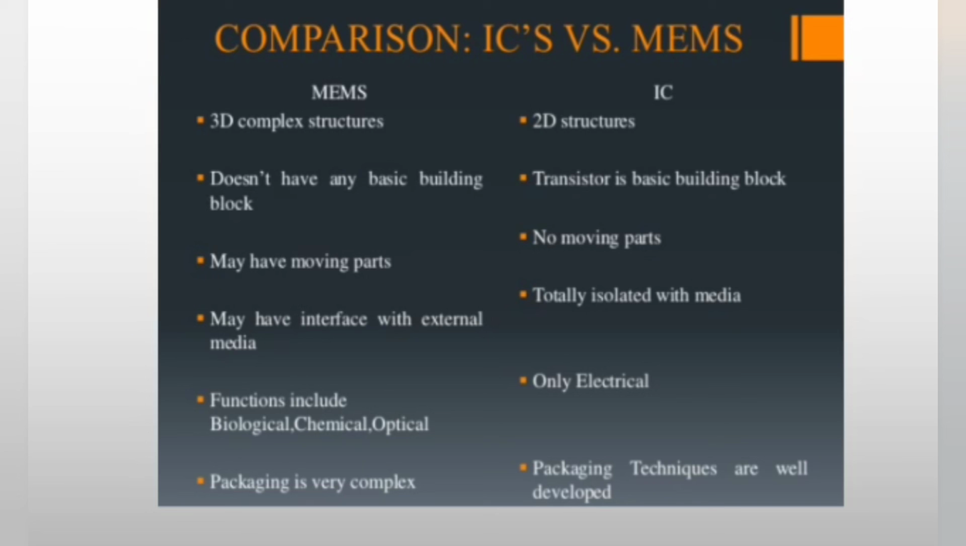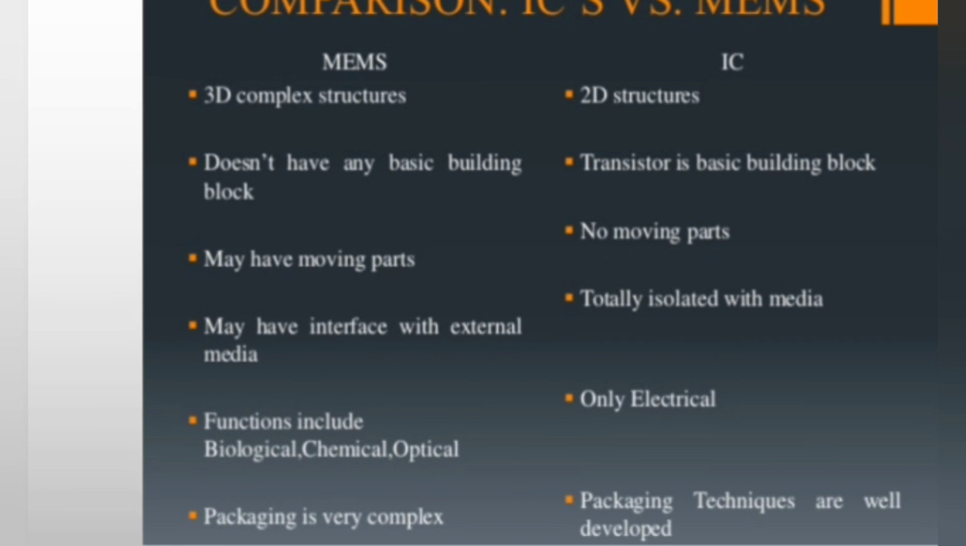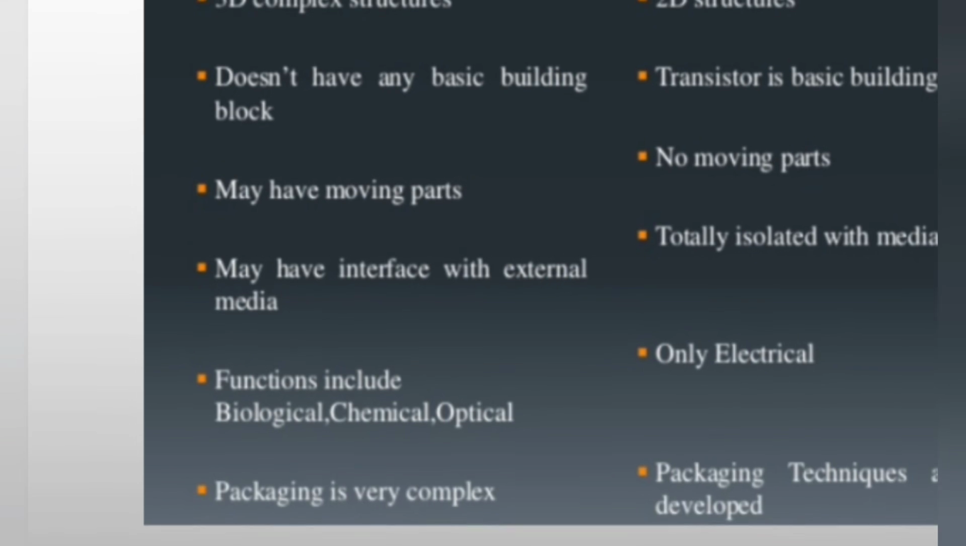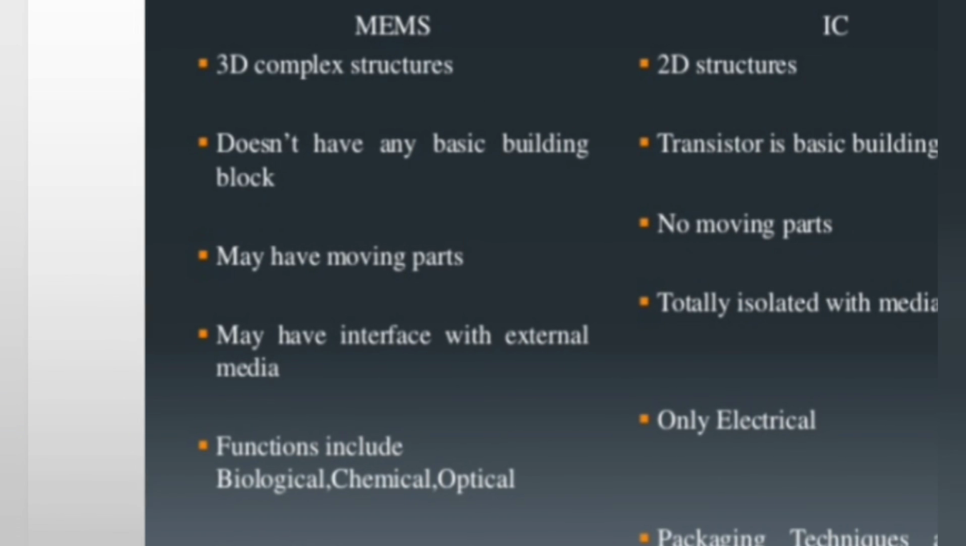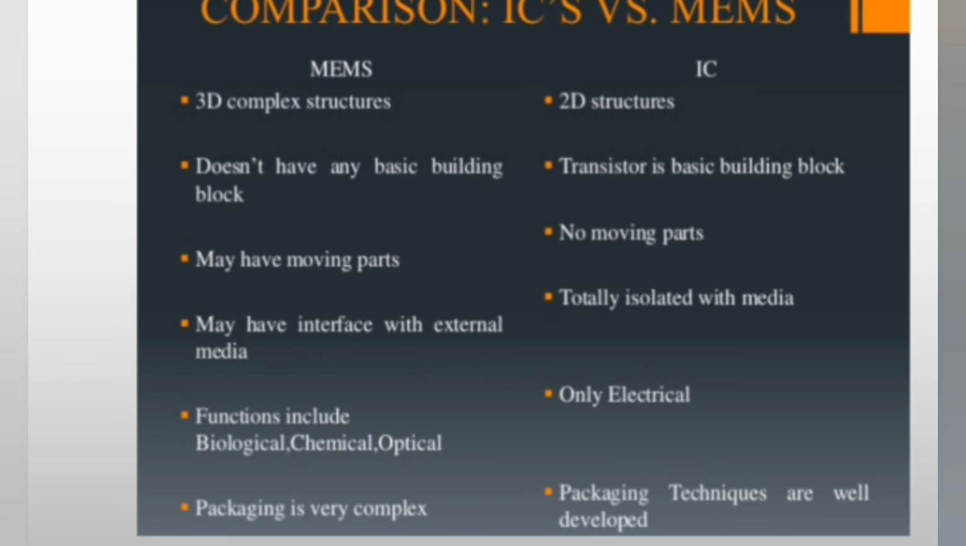Comparison of ICs versus MEMS. MEMS are 3D complex structures, whereas an IC is a 2D structure. MEMS doesn't have any basic building blocks, while in an IC the transistor is the basic building block. MEMS may have moving parts. In an IC, there are no moving parts.